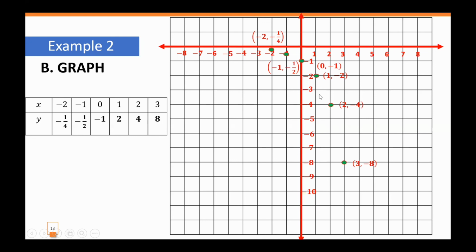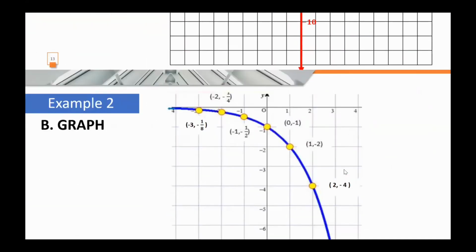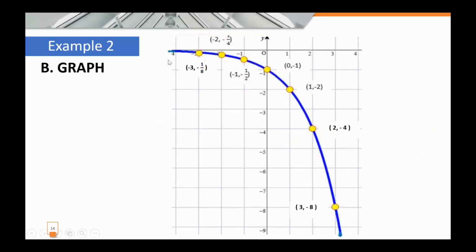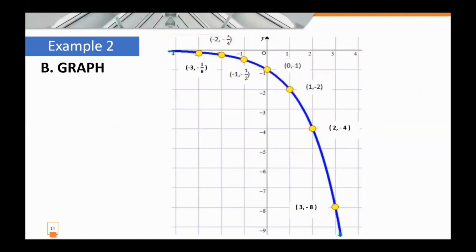If we're going to trace the points, that will result in a smooth curve. This is the graph of the function y is equal to -2 raised to x.